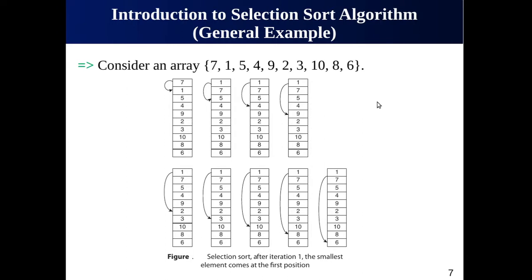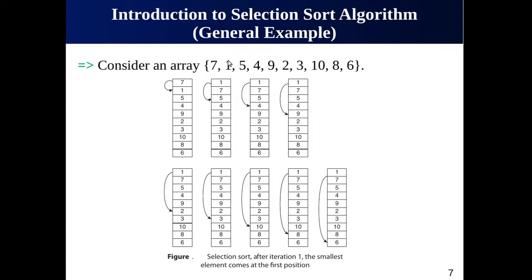Okay guys, so consider an array having these elements in unsorted form. You can see that the first element is 7, and then we need to find the smallest value in this list.